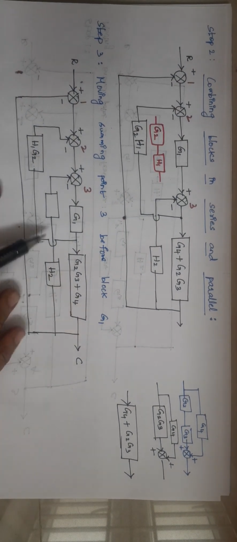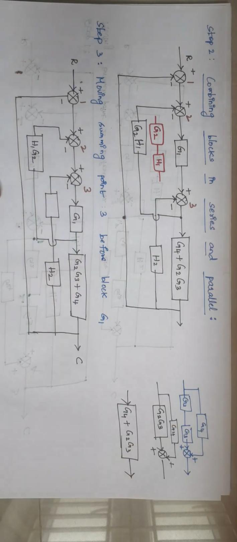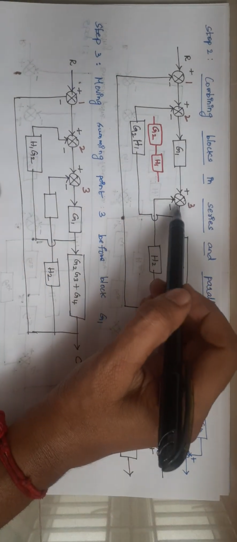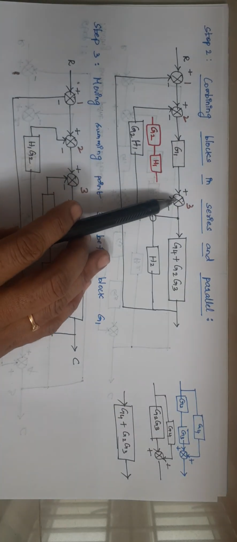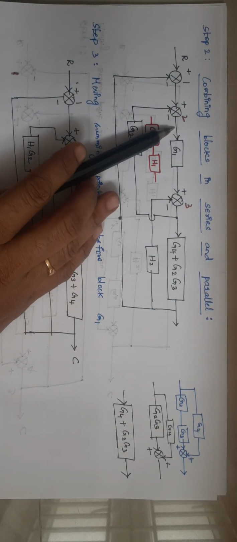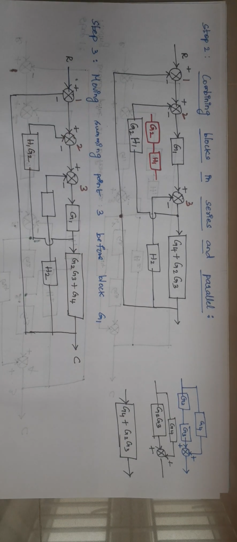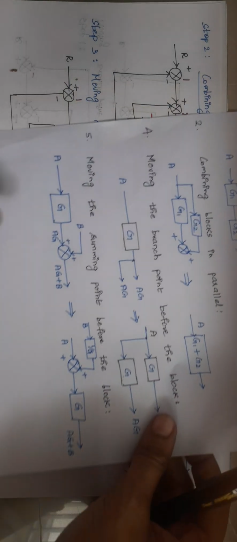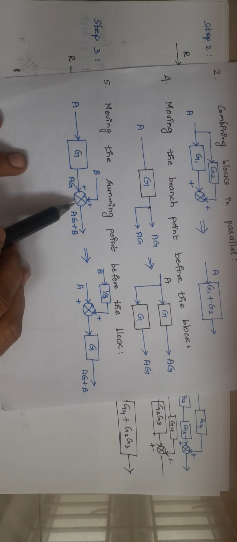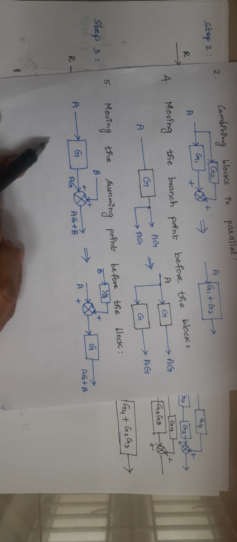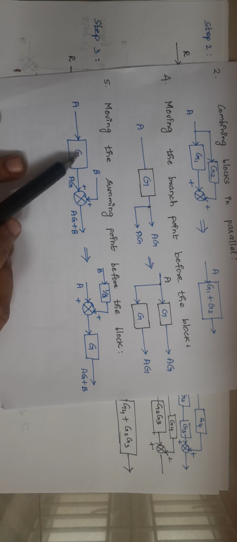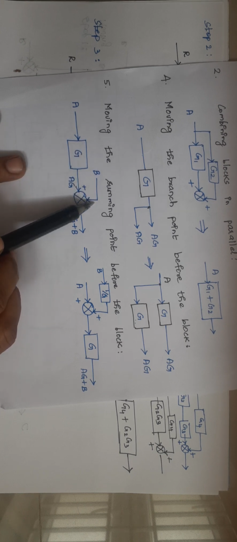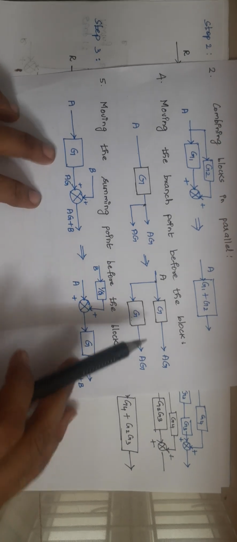Step 3 is moving summing point 3 before the block G1. Now I am going to move this summing point before this block. When we move a summing point before a block, we have to include the reciprocal of the element to the other input, that is, another input. So listen carefully.